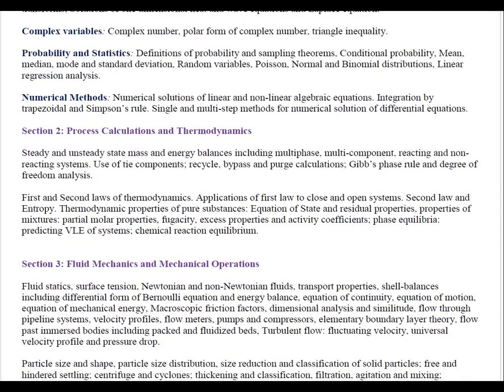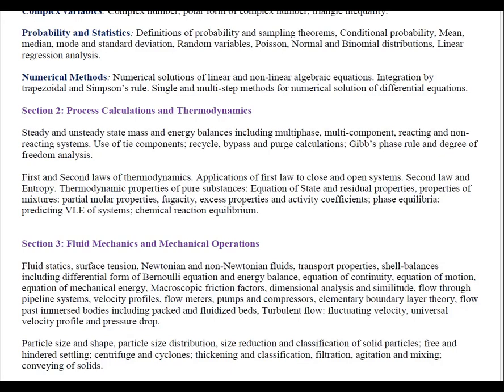Next, the main important or basic subject of chemical engineering is process calculation and thermodynamics. In process calculation, you have to do the mass and energy balance for reacting and non-reacting systems. Then you use tie components, and different types of processes are there. Based on this, you have to calculate recycle, bypass or purge calculations. Gibbs phase rule is there, degree of freedom analysis is there.